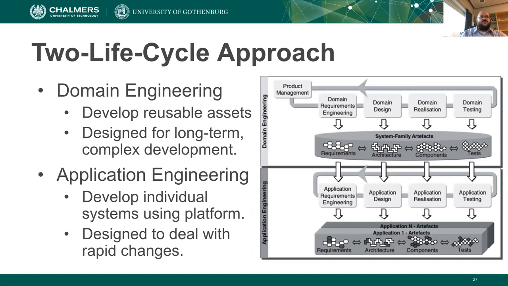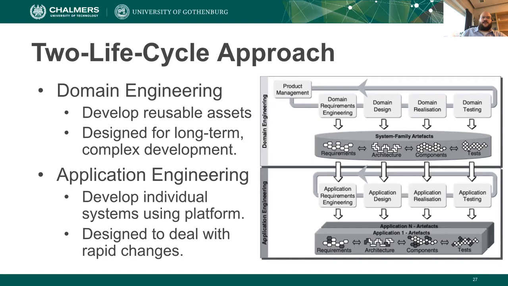Domain engineering focuses on the development of these reusable assets that provide the necessary range of variability. Domain engineering continues as long as the product line exists, right? You're never quite done with that. The underlying software development approach has to be able to cope with long-term, highly complex system development and changes. As a result, domain engineering sets up the common product line infrastructure, including all the required variability, while application engineering then comes into these smaller life cycles focused on development of the individual systems on top of the platform.